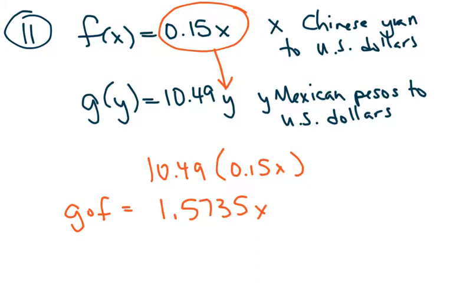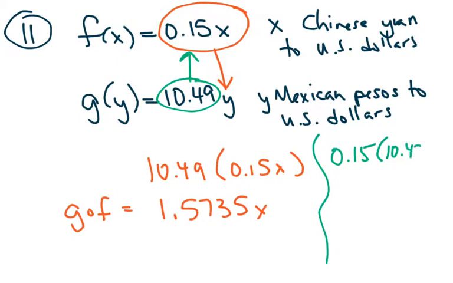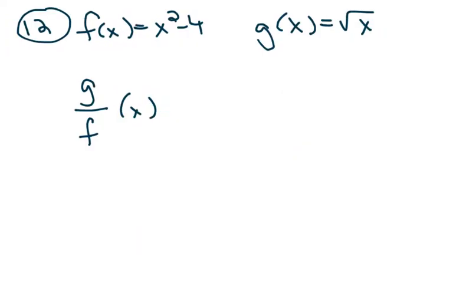The reason this didn't matter, the order in which you did the composition, I want you to look what happens if I had gone the other way around. If instead I had done this, I would have gotten 0.15 times 10.49y. 10.49 times 0.15 is still going to give you 1.5735. It's just a matter of which variable was in the problem. And since it said x Chinese yuan, I wanted to have x in the problem.